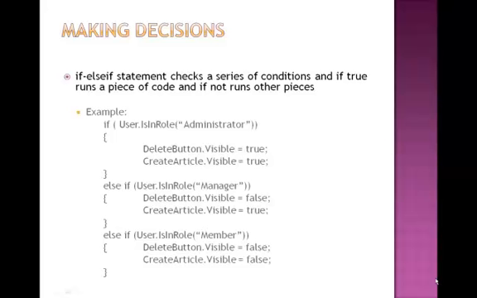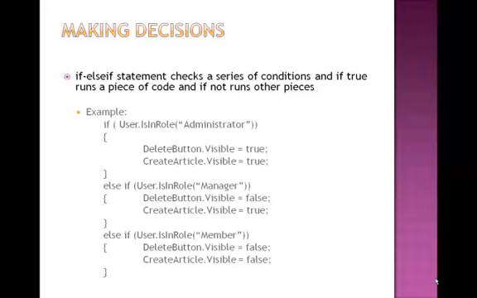If you have more than one mutually exclusive condition or statement, and you want to make sure that the pieces of code that you need to run under each of these mutually exclusive conditions will be run properly, you can use if-else statements. So, for example, let's say that we have 3 different roles and we want the administrator to be able to see both the delete button and the create article button, the managers to only be able to see the create article button, and the members not to be allowed to see any of those buttons.